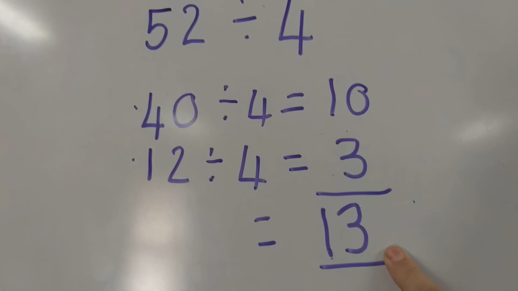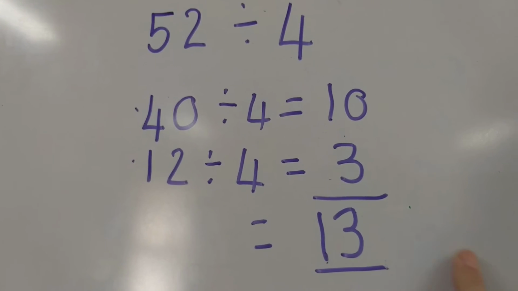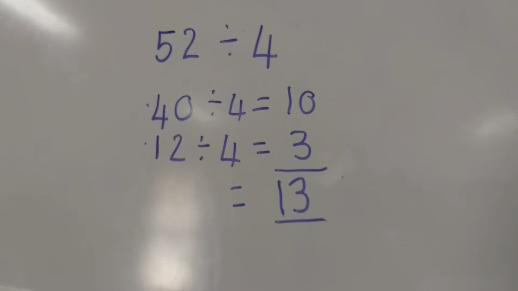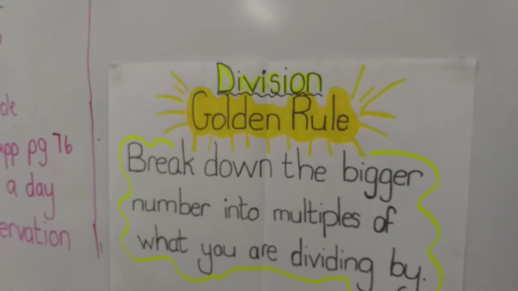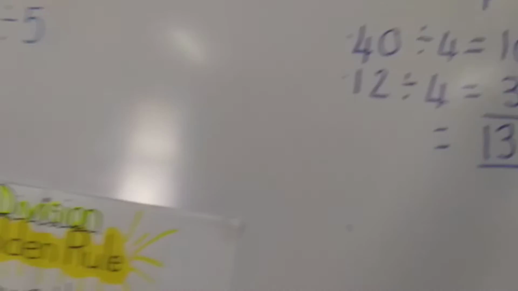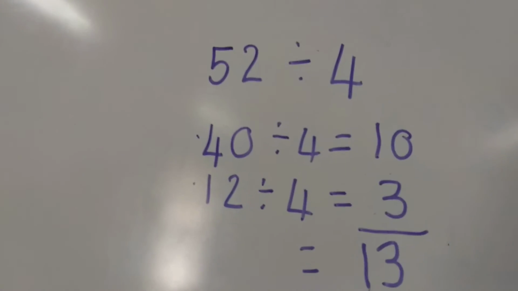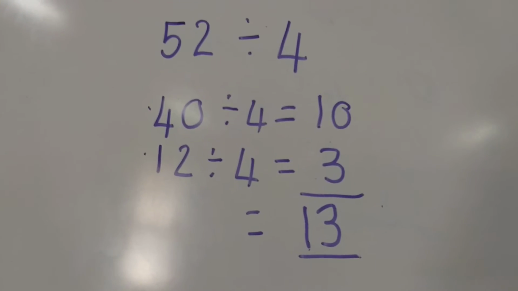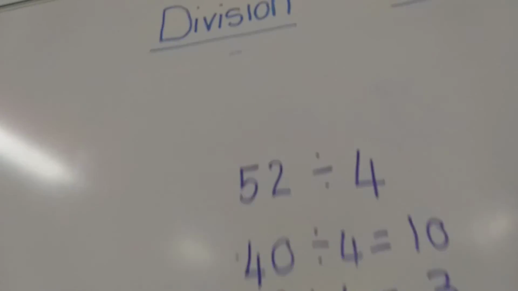I think that's pretty easy. Once you get the hang of it, once you remember your golden rule and the way we break down, then division is actually pretty simple. So let's try one more example.